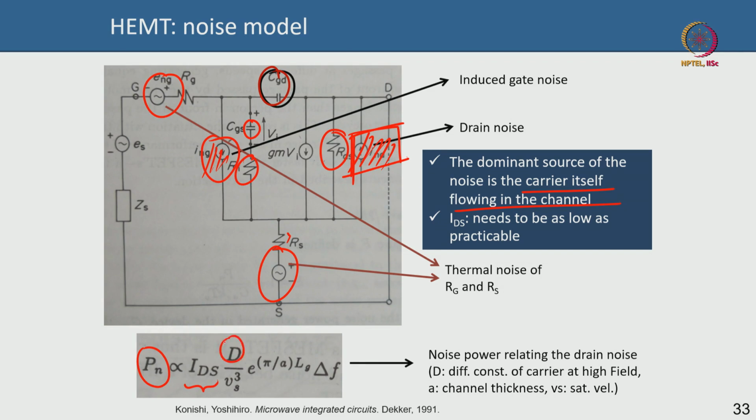D is the diffusion coefficient of the carrier, it depends on temperature. Vs is the saturation velocity, Lg is the gate length, delta F is the bandwidth over which you are considering this. This means that your noise power will reduce if you are operating the device at lower drain current, which is very different from a power HEMT. In a power HEMT you want the current to be very high so that you can get higher power output, but in a low noise amplifier you want to bias the device so as to get a lower drain current, which will enable you to get a lower noise power.